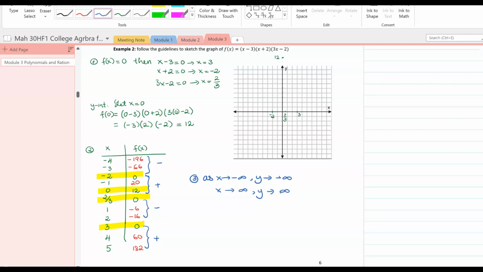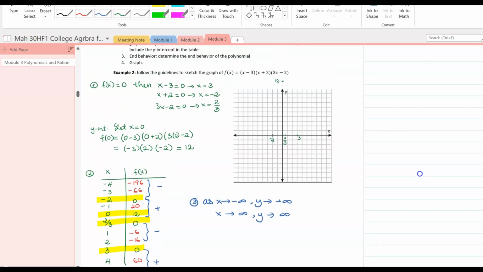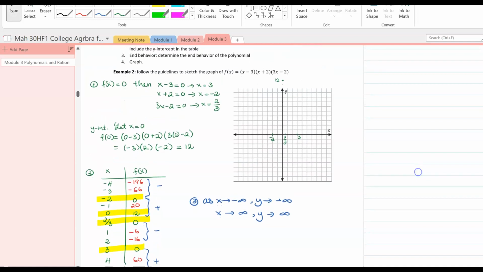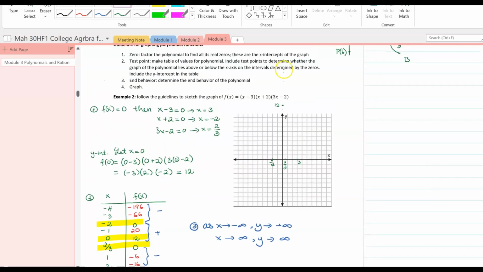So let's see if we can sketch this graph the best that we can. Negative 4 goes way down, so we don't know. Negative 3 also goes way down. At negative 2, we get to 0. At negative 1, we get to 20. So negative 1 grows to 20. And then at 0, it goes to 12. So our graph looks kind of narrow.